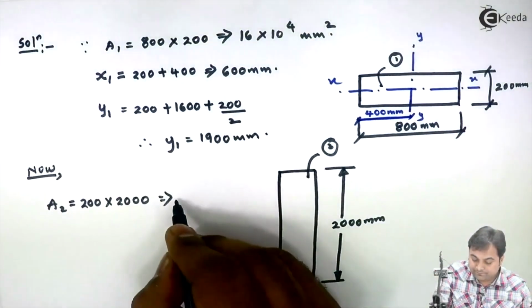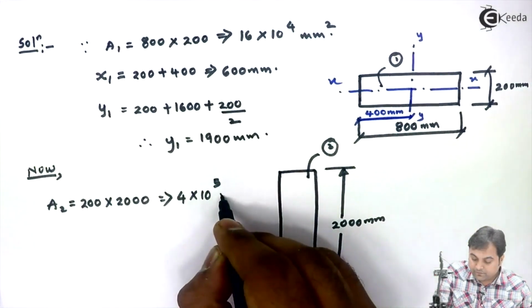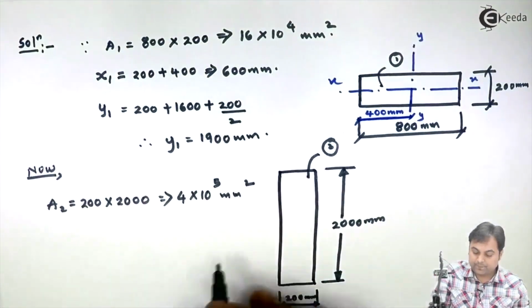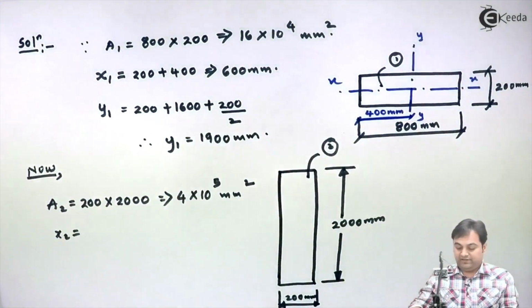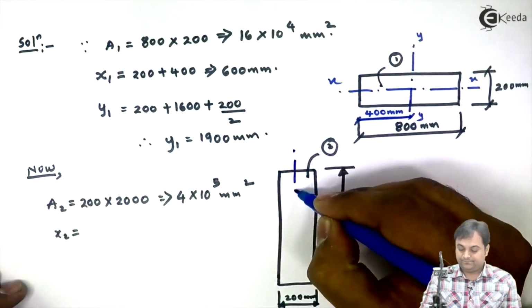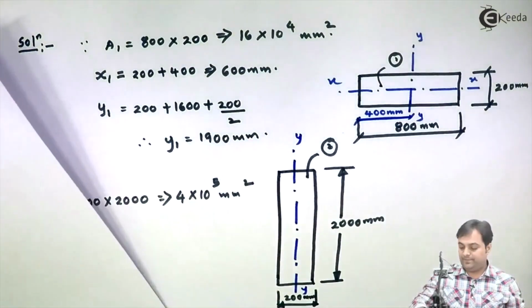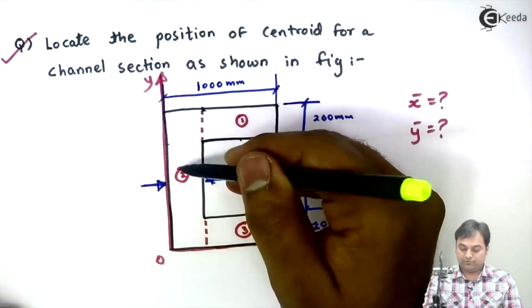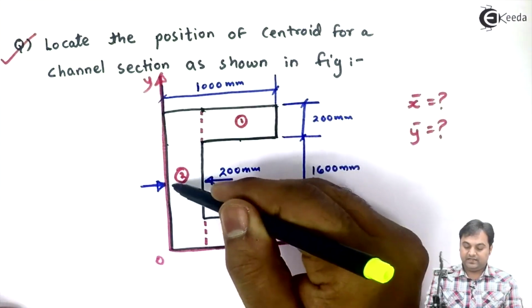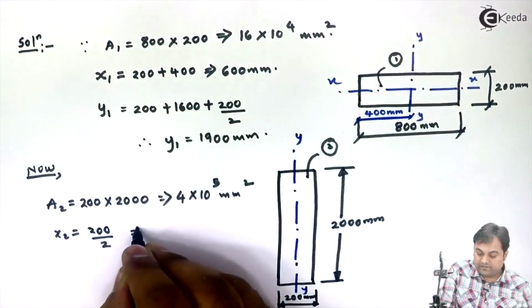That gives me 4 into 10 raised to 5 mm square. Next, x2 is the location of the y-axis for the second rectangle, and since we are measuring the distances from x and y, the y-axis of the second rectangle would be exactly at half of 200 if we measure it from the y-axis. So x2 is equal to 200 divided by 2, that is 100 mm.